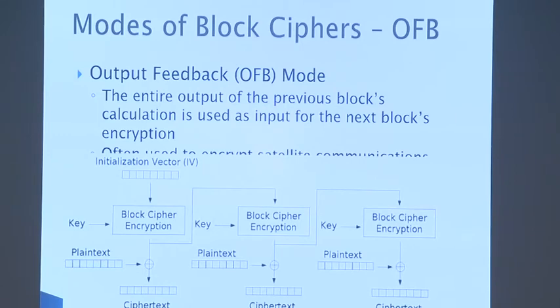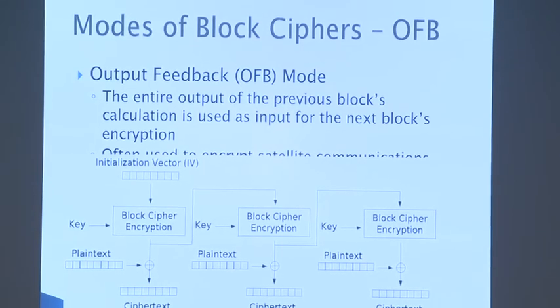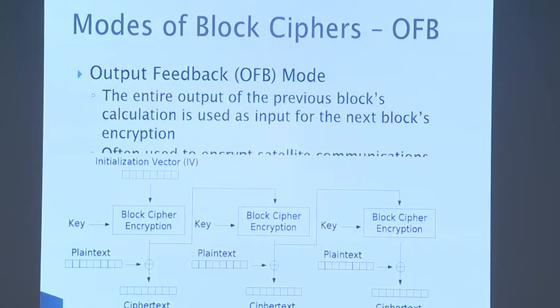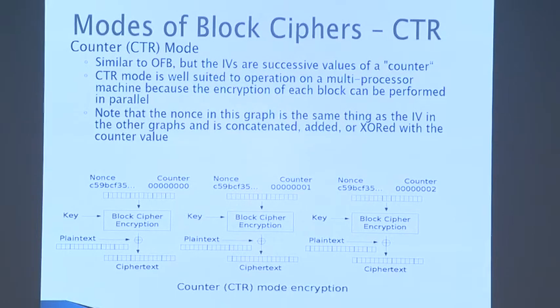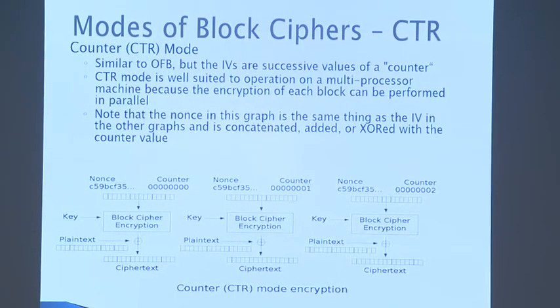So here's my output feedback mode. So again, you'll notice that line is sitting up above where the plain text comes in and exclusively ORs with that output. So this is just another method that we have of doing this. So when you take a look at some of the ways that we do this, it's just another way of encrypting the information. Do you know when you're using DES which mode they're using?